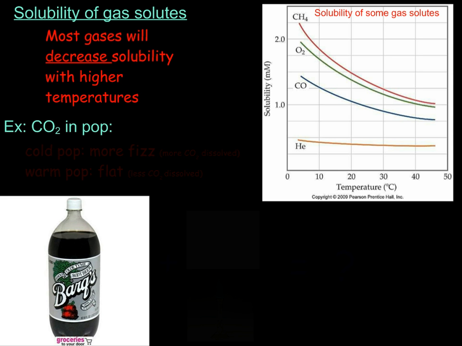Best example is when you have carbon dioxide in pop. Cold pop, there's more fizz because there's more carbon dioxide that can stay dissolved. But warm pop, if you let it sit out and it's warm, the warm water forces the gas to want to turn into a gas. And so it escapes really easily. So that's why it's really important to keep the cap on really tightly to not allow that carbon dioxide to escape.